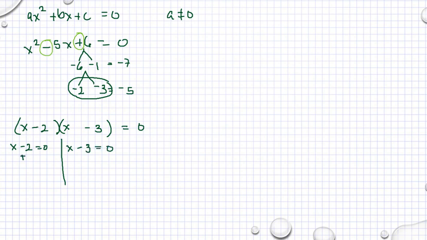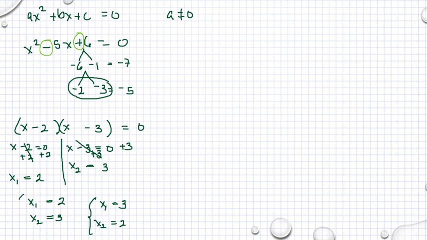Adding both sides of the equation by 2, this is 0. So our first solution is positive 2. And for the second solution, we do the same, adding both sides of the equation by 3, so that this is 0, x sub 2 is equal to positive 3. So we have x sub 1 is equal to 2, and x sub 2 is equal to 3. It doesn't matter if you write x sub 1 is equal to 3 and x sub 2 is equal to 2. It doesn't matter.